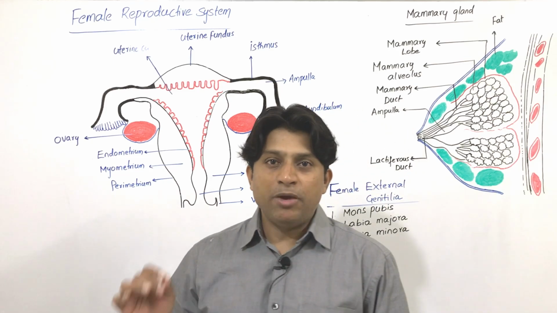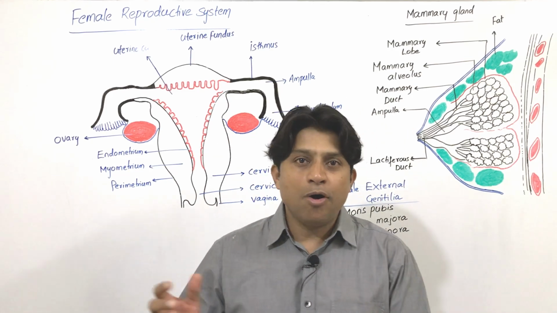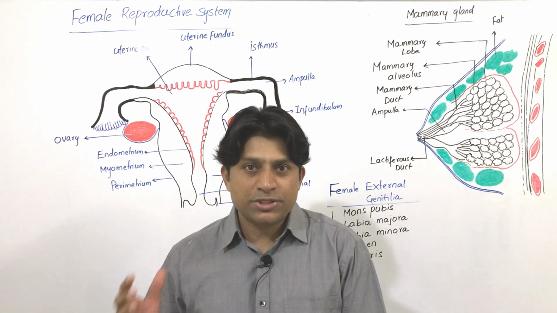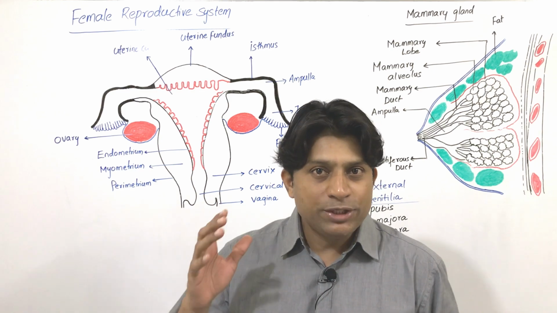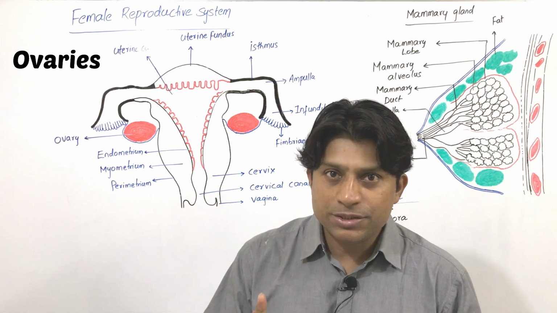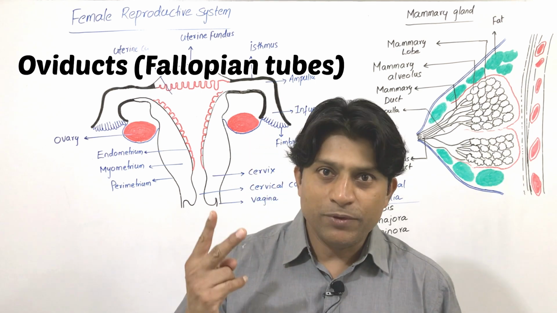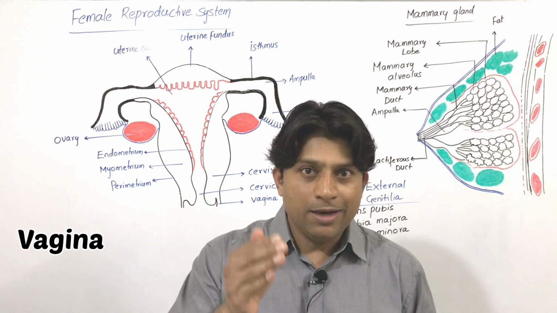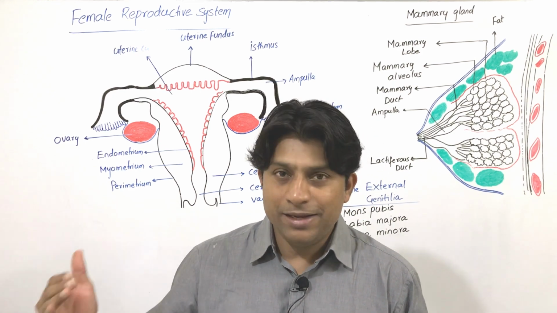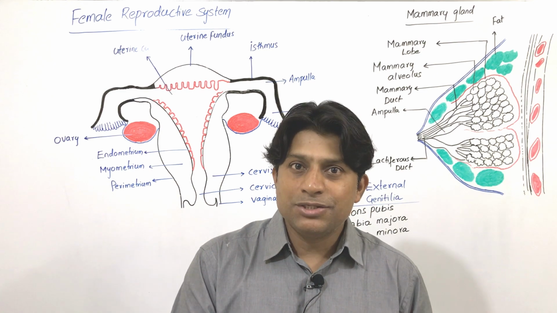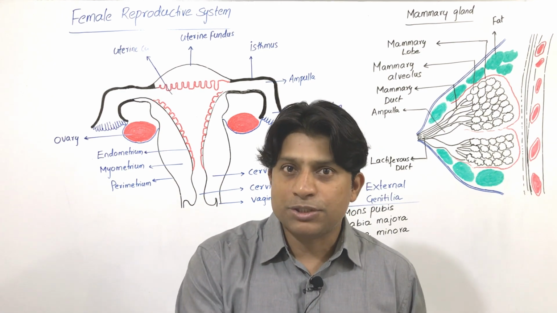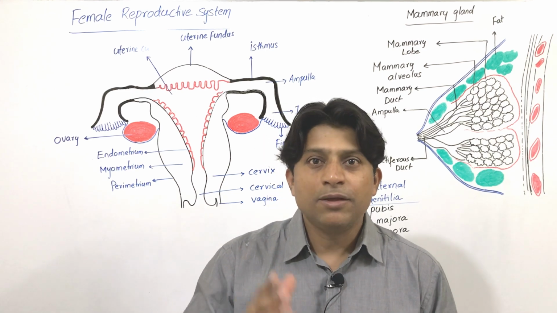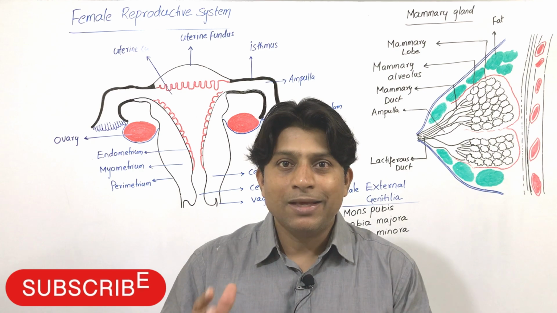This lecture is about the female reproductive system, which is more complex than the male reproductive system. So we study the parts of the female reproductive system in sequence, which includes a pair of ovaries, a pair of oviducts, which are called fallopian tubes, uterus, cervix, vagina, and female external genitalia. Also, there are accessory glands in the female reproductive system, just like the male reproductive system. So let's start with the primary sex organs in female.